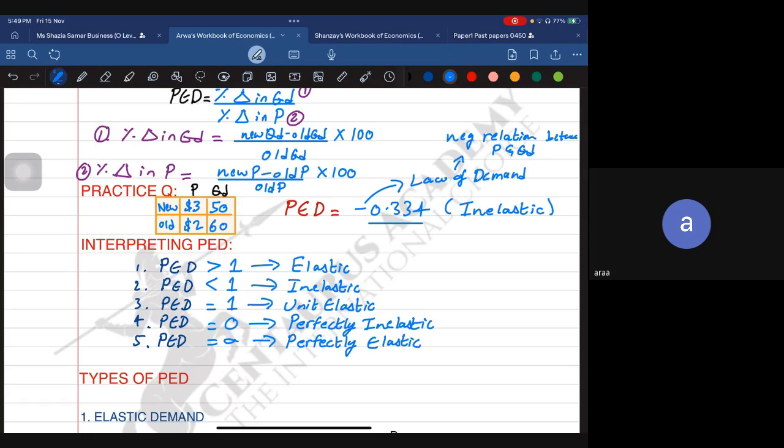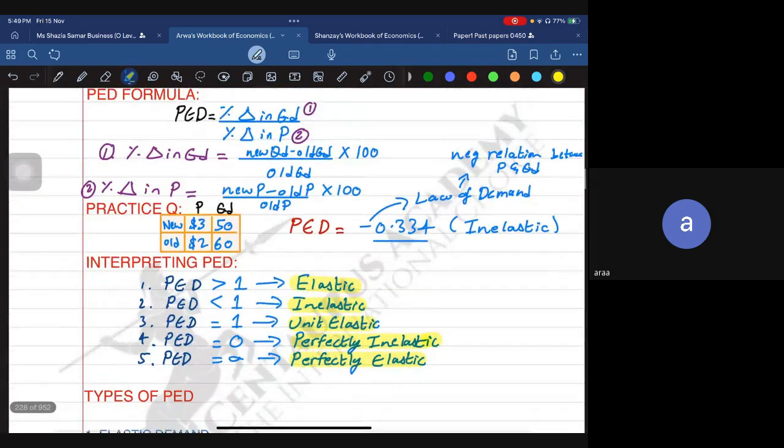Very good. Great. You can copy this down. Then we'll move to the types of price elasticity. Okay, so I'm done.